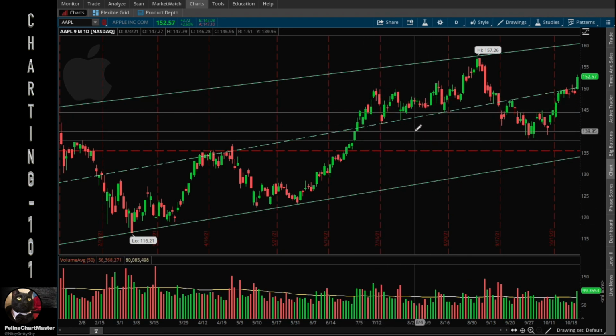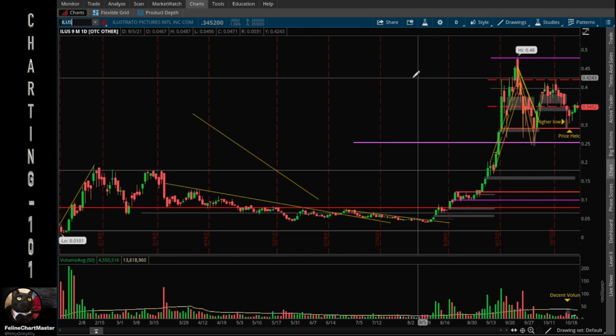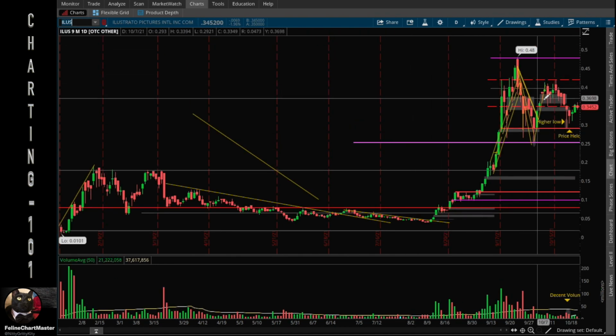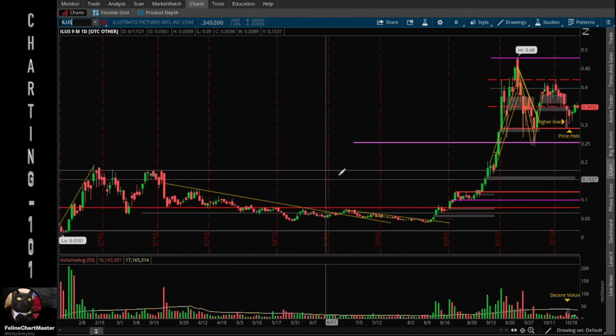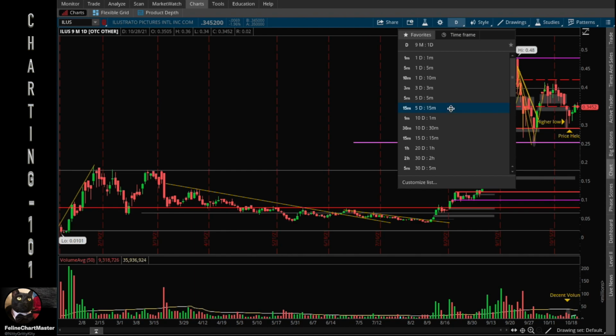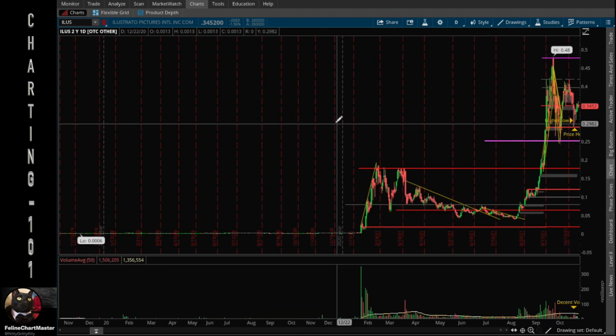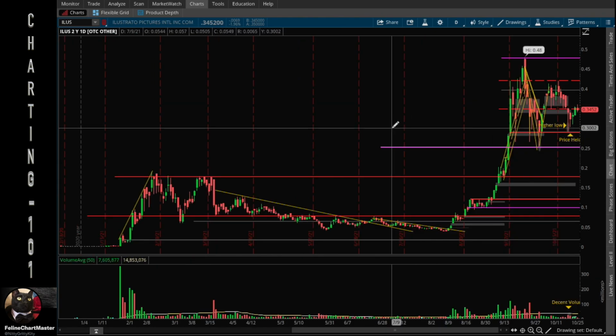Okay, so let's move over to an OTC ticker, okay? Now, I've already drawn a bunch of trend lines on this because this is a stock that I've been watching for a while. So let's just go ahead and zoom out here. Now this is OTC, but you'll see that a lot of these same principles still hold true.